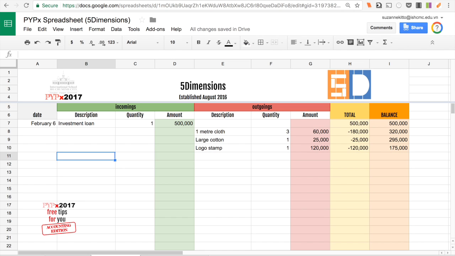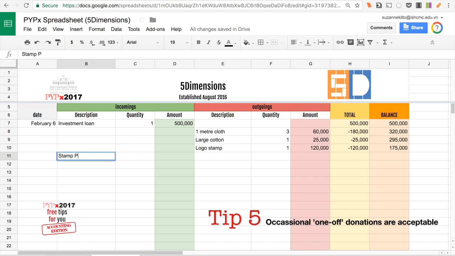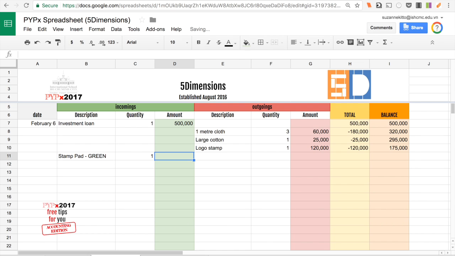After that, I was given one stamp pad. It was green in colour, and I was given that as a donation from my parents who had it lying around the house and they didn't want it back again. So that one will go in there as an incoming but zero in the amount. So that will also be zero in the total, and it will do nothing to our balance.